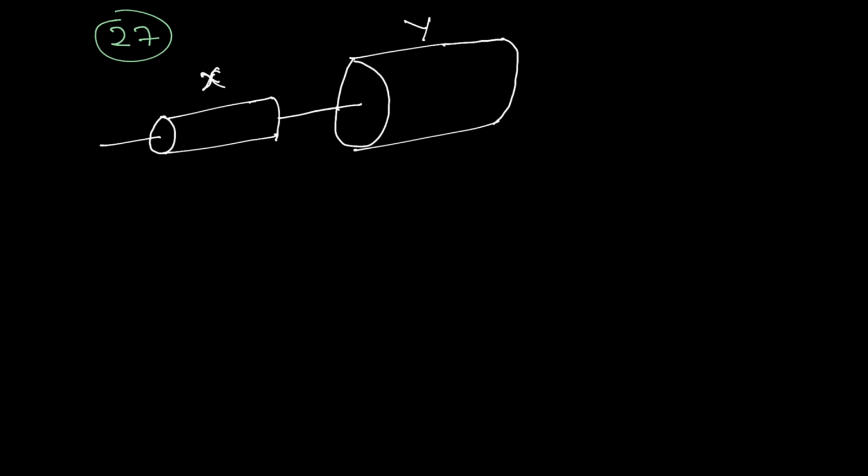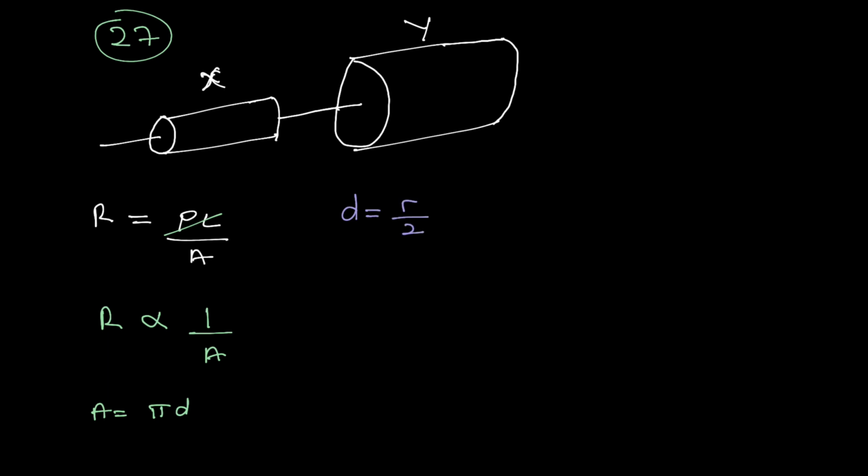What is the total resistance of the combination? We are given that the resistance R equals rho L over A, and they have the same resistivity and same length, so those cancel out, and resistance is directly proportional to 1 over A. But the area A equals pi d squared over 4, so A is proportional to r squared, and so resistance is proportional to 1 over r squared.